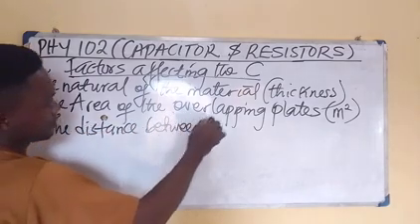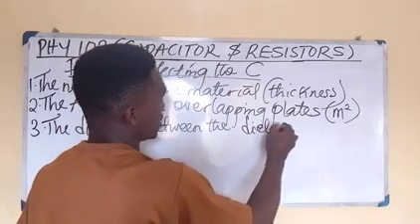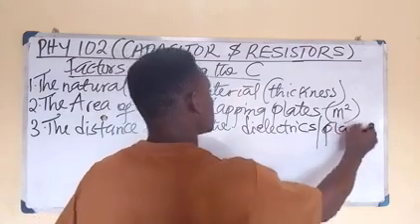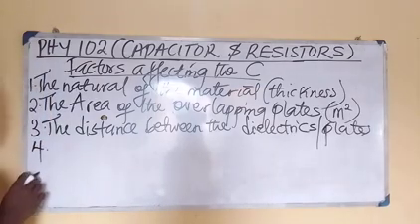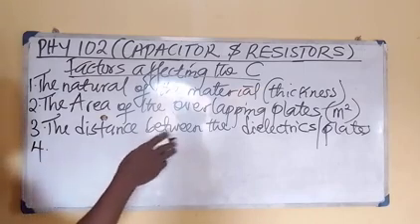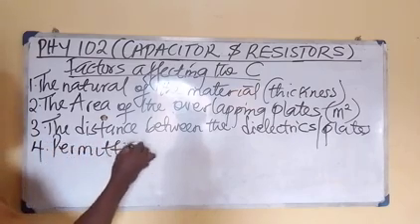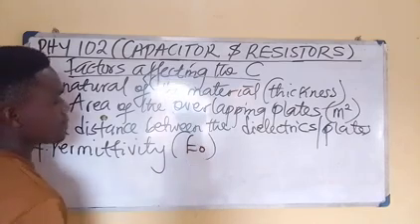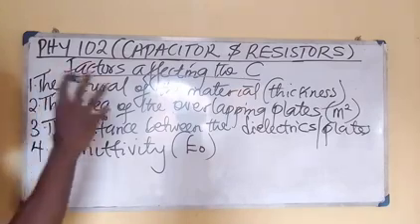The distance between the dielectrics or what? Plates. Now four, sometimes they will give you the permittivity. Permittivity is denoted as epsilon naught. Now these are the factors affecting the capacitance of a capacitor.